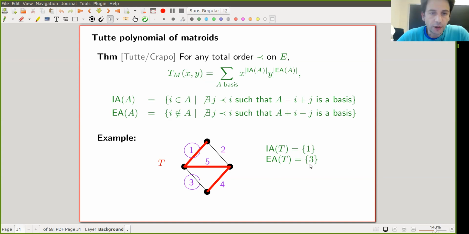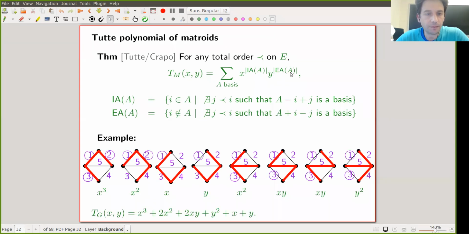All right, so now going back to that theorem. The theorem says that if you sum over all bases this contribution, x to the number of internally active elements and y to the number of externally active elements, you get the Tutte polynomial. So that's a new expression for the Tutte polynomial. Here is an example where I've done this computation, and you get the same expression as before.